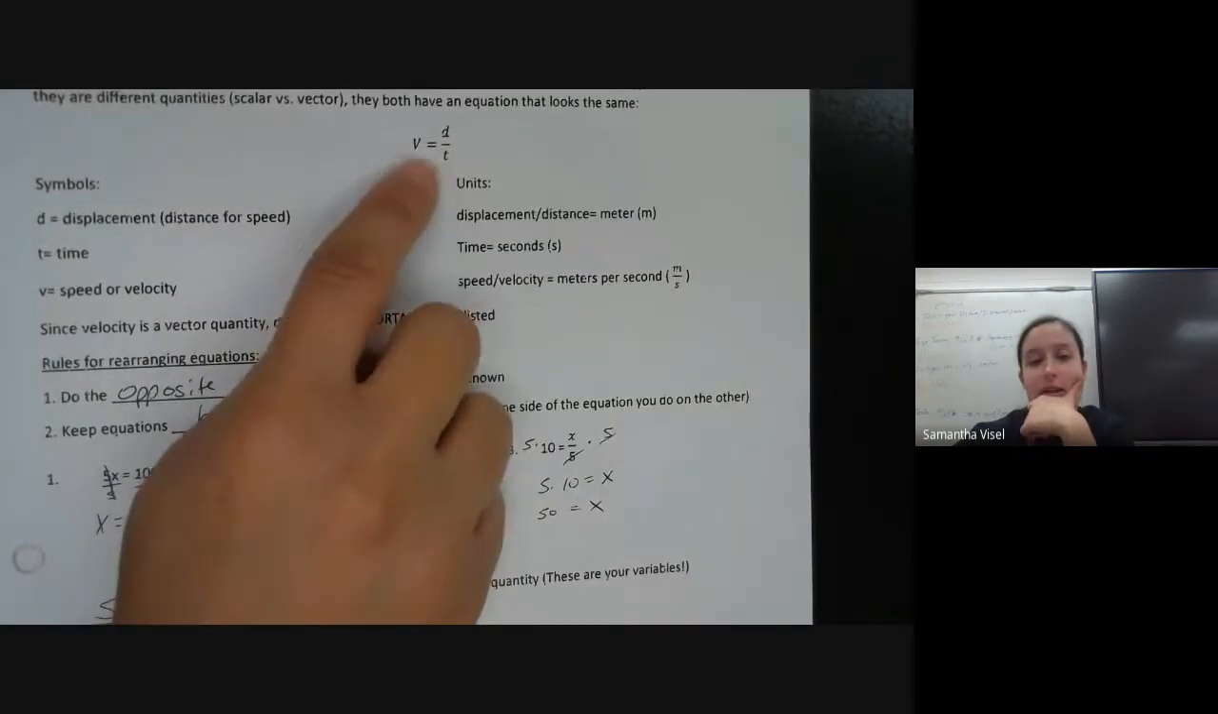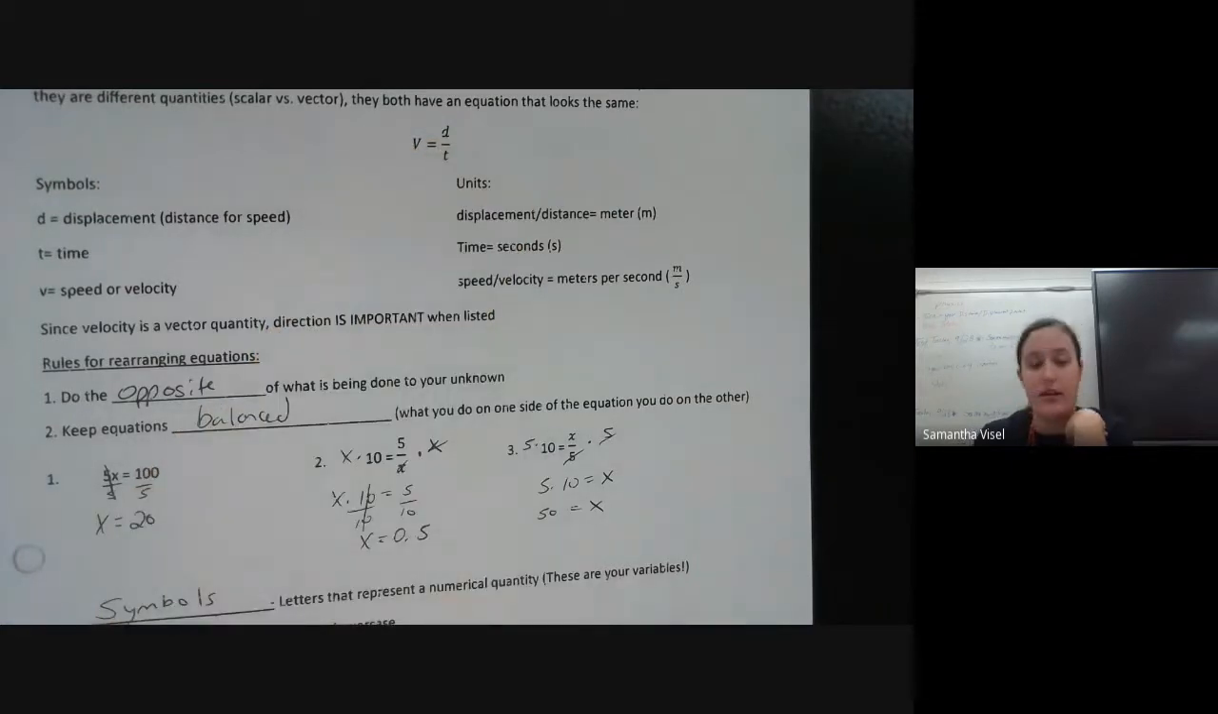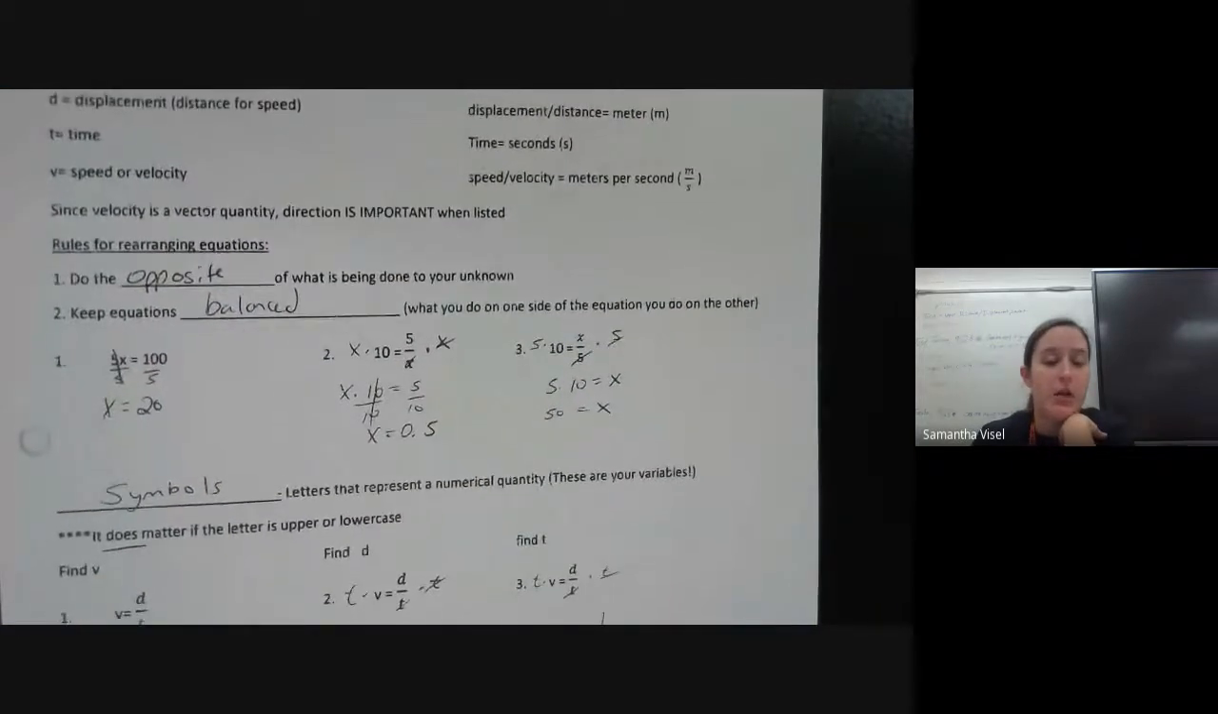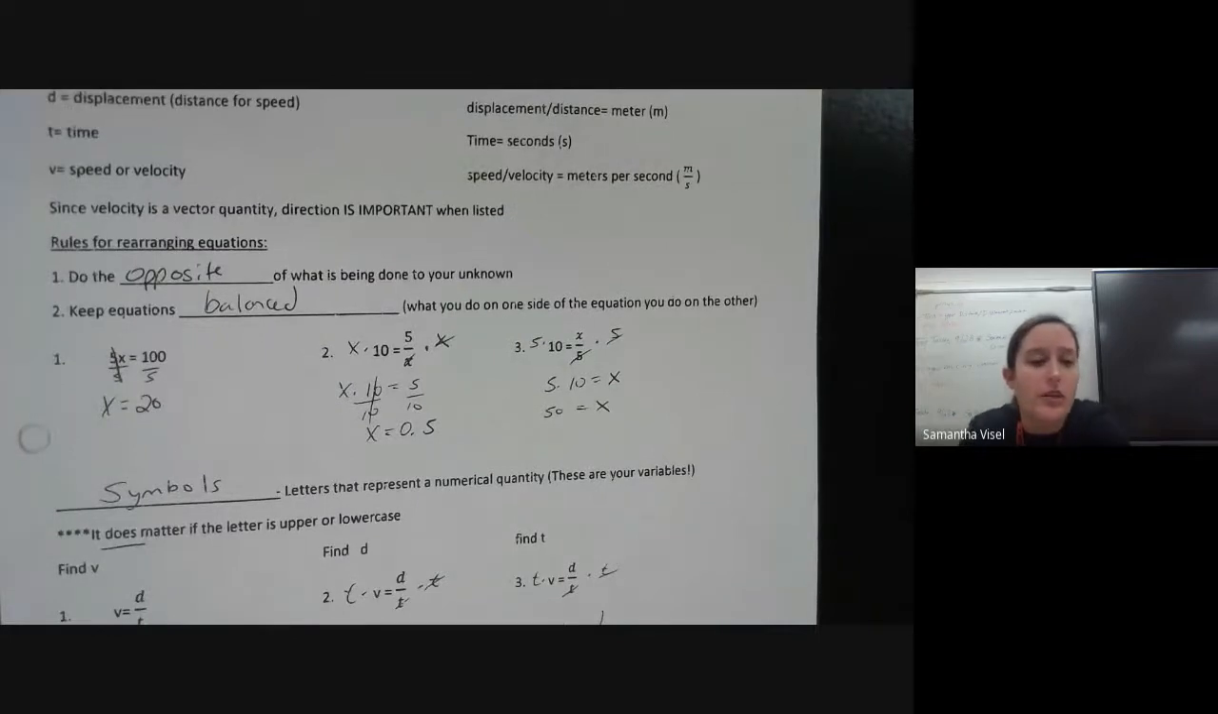I might know what the speed is, but I want to find time. Or I might know what the speed is and I want to find distance. So there I'm going to have to rearrange my equation. Now, what we do in physics is just like what we do in math. Math doesn't change. So it's the same thing, even though it might look a little different.